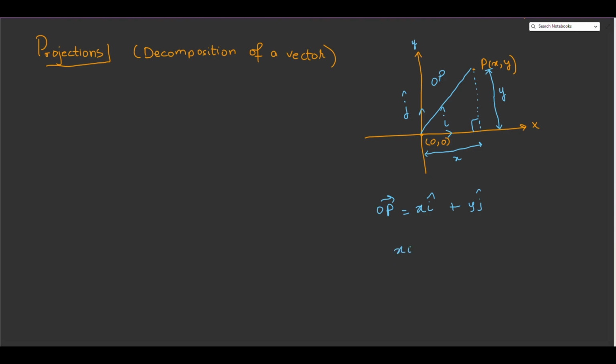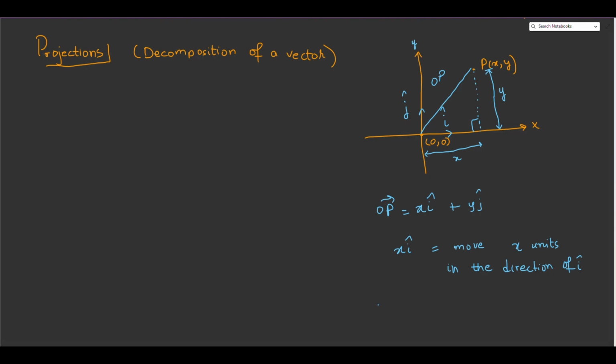So what is the meaning of xi? xi means that you move x units, or you can say x kilometers, in the direction of the unit vector i.